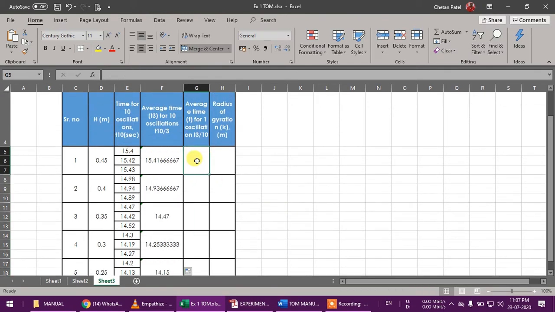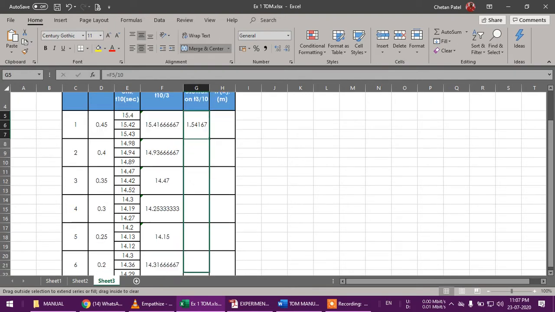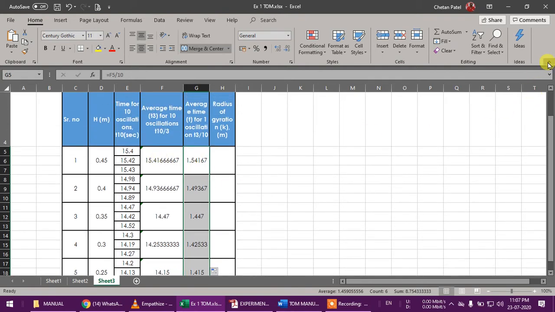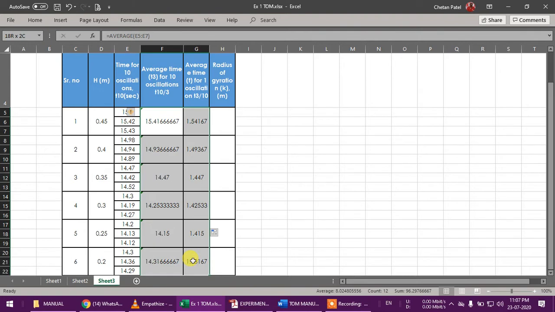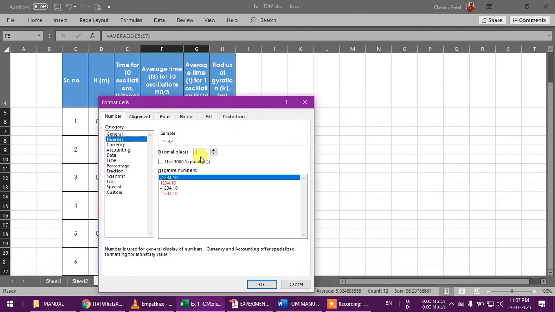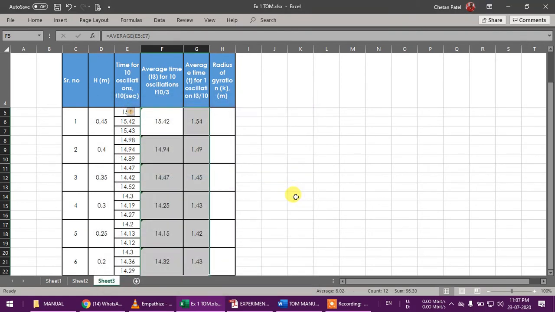Here we need to take the reading for one oscillation. So we'll take again equal to this divided by 10. So this is the time for one oscillation. Again, just drag the handle and you have the other data. So let us restrict this to 2 decimal points. Select all these cells, right click, and go to format cells. Let us put it as number, and decimal places as 2. Two are more than enough for this experiment.